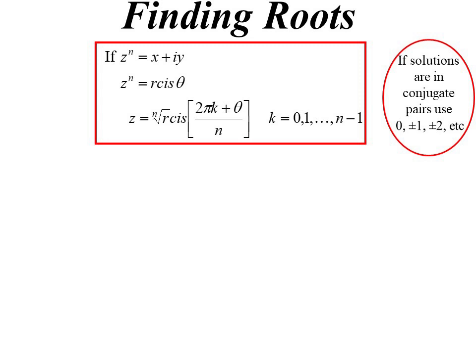Now, a little trick to this: if you know the solutions are going to be in conjugate pairs, so the coefficients were all real or something like that, then rather than going 0, 1 and so on, go like this. Start at 0 because it's such an easy number to substitute in, but then go either side, so go plus or minus 1, plus or minus 2, and so on. And that will create the conjugate straight away because you're going plus or minus.